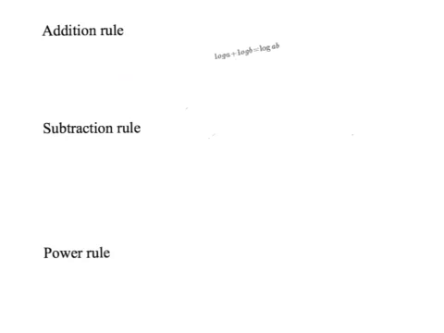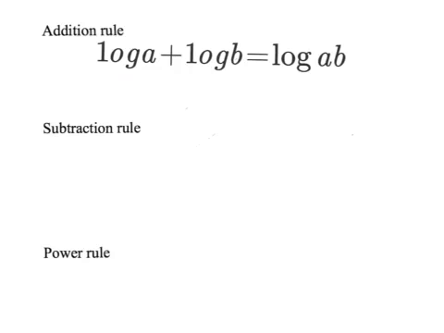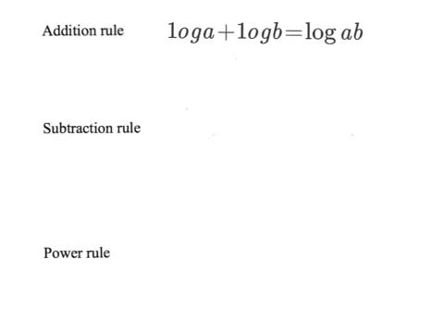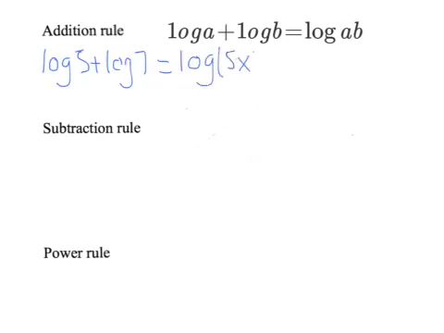Here it is. Here's my little log rule. Let's make it a bit bigger. The log of A plus the log of B is the log of A times B. So if I wanted to do the log of 5 plus the log of 7, it's not the log of 12, it's the log of 5 times 7. So it's actually the log of 35. If you check that on your calculator now, you'll see it works.